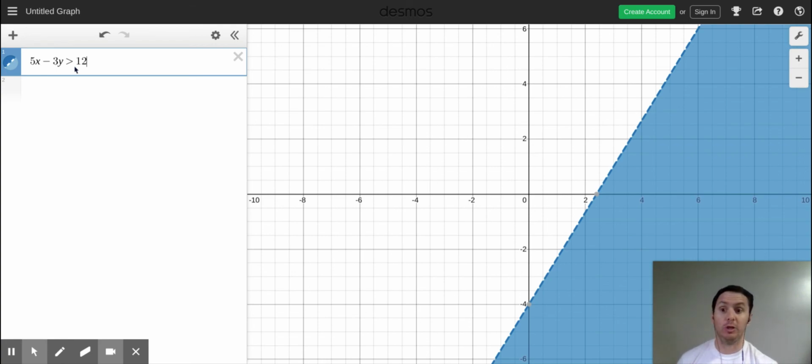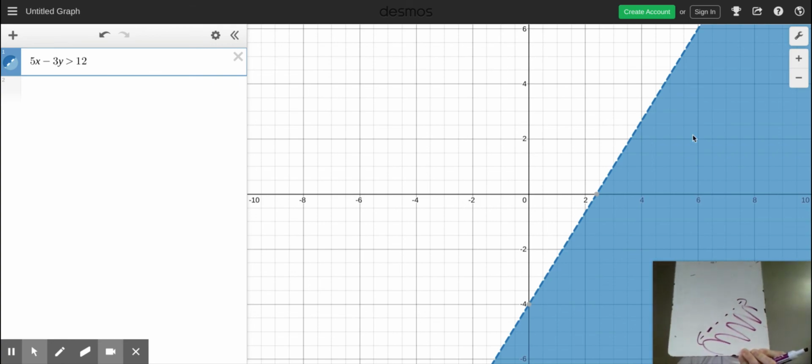You can use whatever method you want. If you want to use substitution, take a coordinate. Like I said, 4, 0 would be a great coordinate to use. 5 times 4 is 20. 20 minus 0 is 20. 20 is greater than 12. Your shading's over here. Or if you want to use my little man technique, that's fine too.